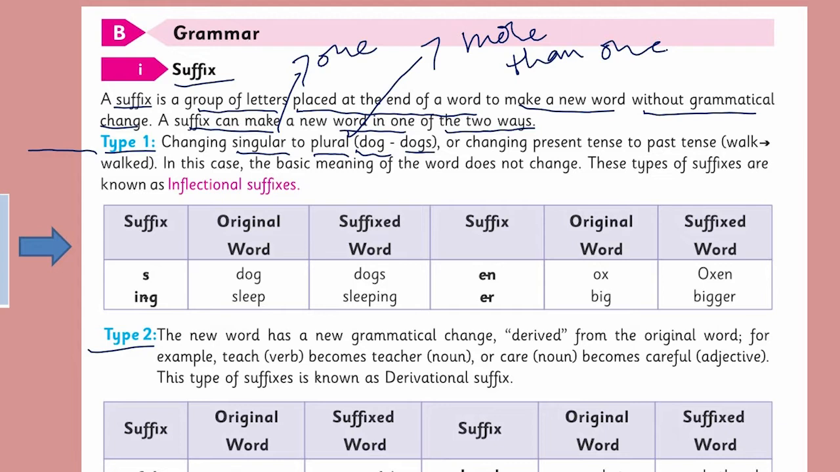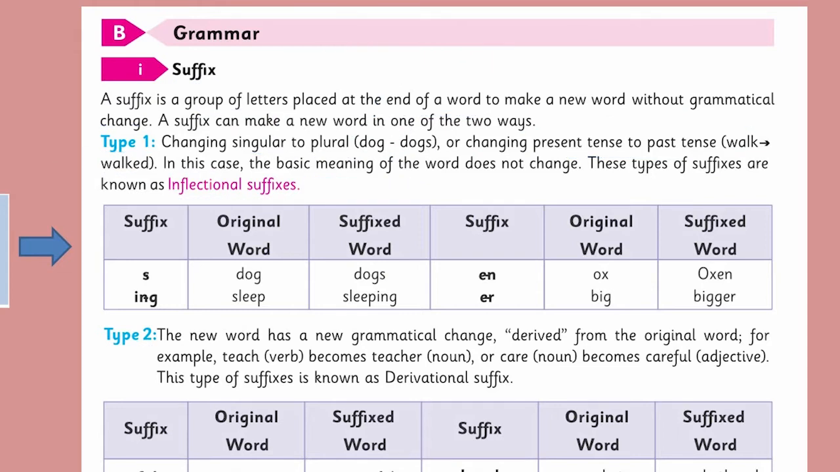Or changing present tense to past tense, like walk is present tense and walked is the past tense. Present means something is happening in the present, and past means something that happened in the past. In this case, the basic meaning of the word does not change. These types of suffixes are known as inflectional suffixes.